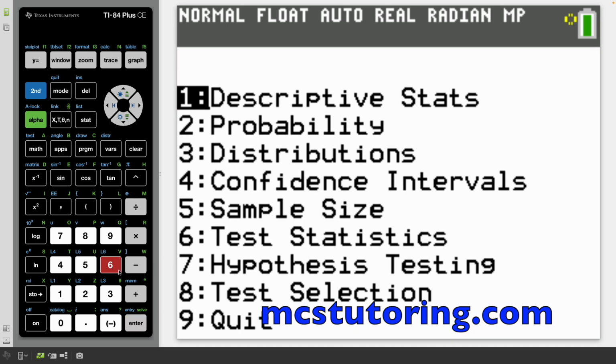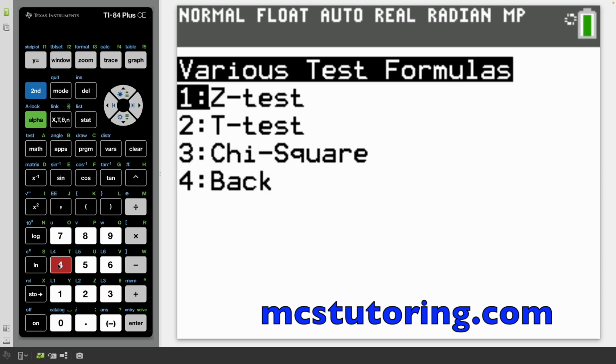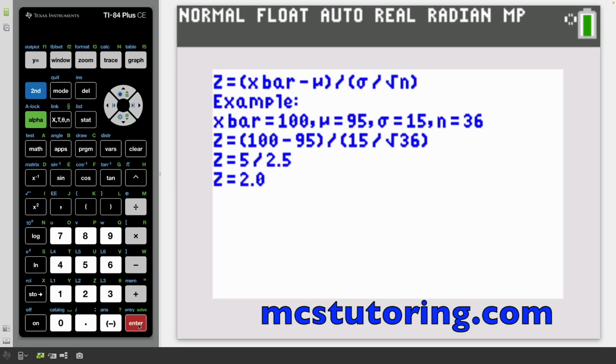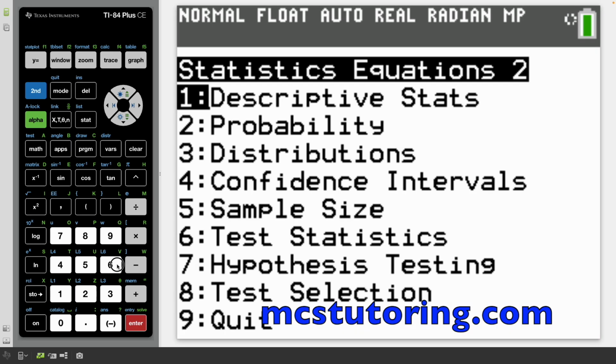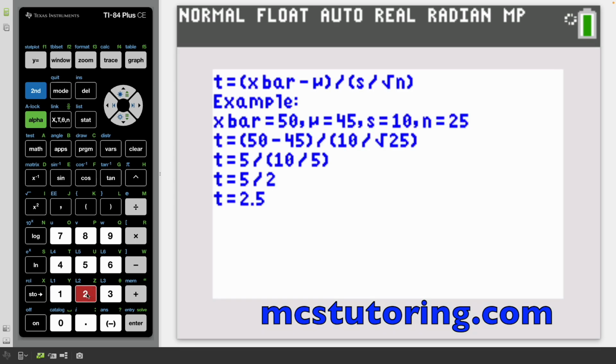Test statistics. I do want to go through the various tests. This is key here. This is probably where most people are going to watch this video. So do we want z-test, t-test, chi-square? So z-test gives you the z-test there. And then test statistics, various tests. So the t-test, this is what you're looking at for the basic formula for a t-test. I think they call it the student test in some books.